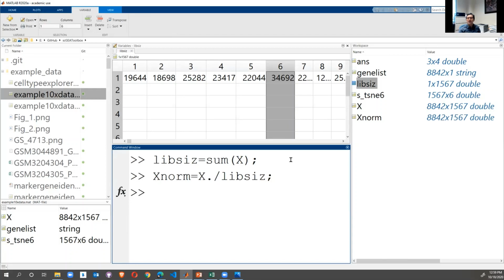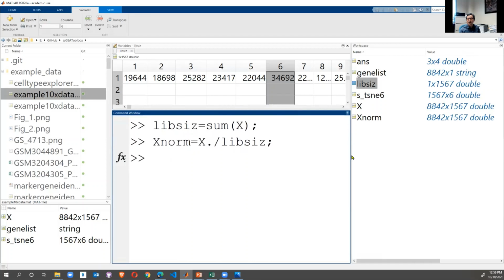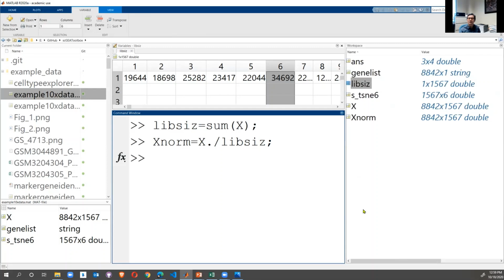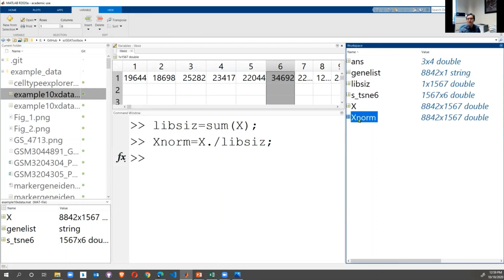Okay, so in MATLAB, this kind of high-level language, that's the command you want to use to compute the library size. And then you just divide all the columns by their corresponding library size, and then you obtain the normalized matrix. So you see, the normalized matrix has the same dimension as the original matrix, the same size.